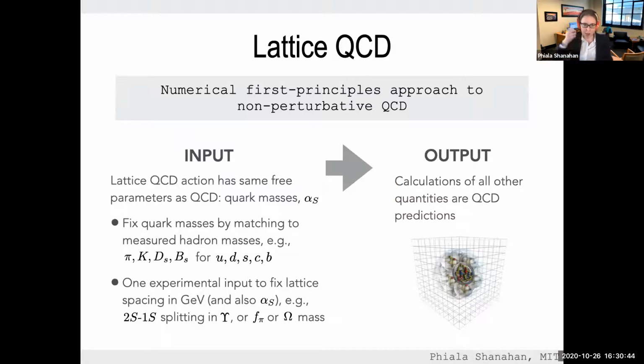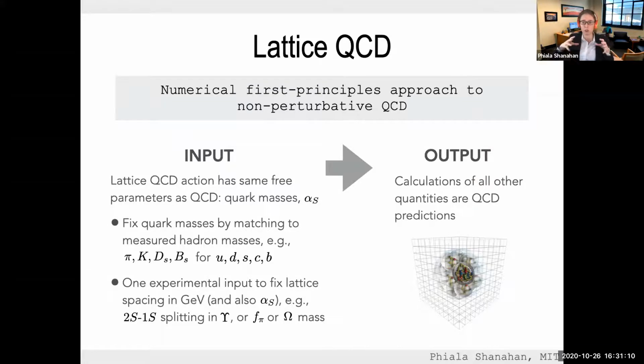Okay, so what I want to emphasize here is that the input into this numerical method is the same three parameters as QCD itself. That is the quark masses and the strong coupling. And you need to fix those somehow to make predictions from the theory, right? So you fix them by matching to some of the measured hadron masses, like the pion mass, the kaon mass, and so on. You need one additional experimental input to fix the lattice spacing, or equivalently the strong coupling. And once you've done that, there is no more input.